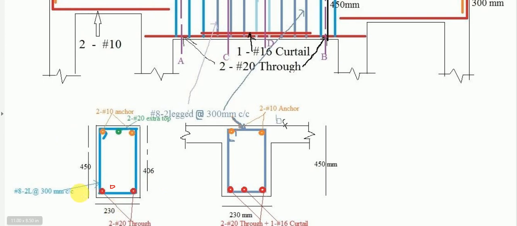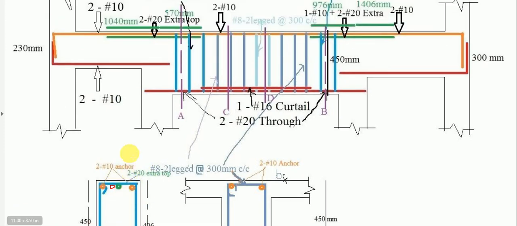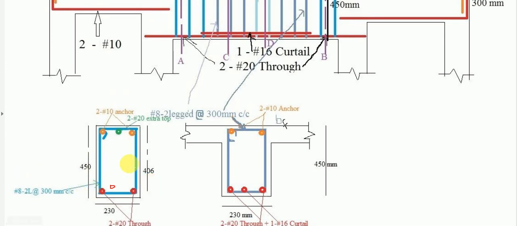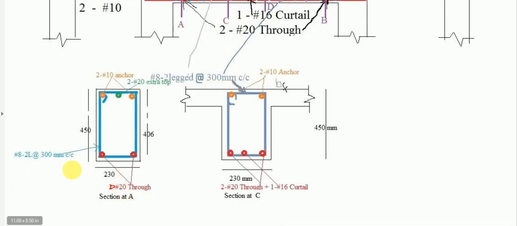Then show all the dimensions: the total depth provided is 450 mm, width is 230, effective depth is 406, and the stirrups at this support B are #8 two-legged stirrups at 300 mm center to center. So that detailing is shown, that is the section A.